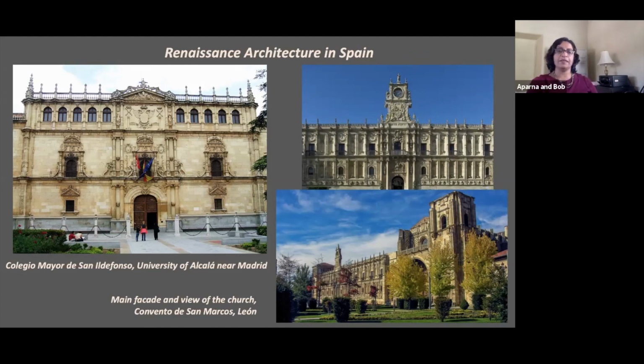Today, this building is a luxury hotel, and it still has the consecrated church and the museum, and is considered to be one of the most important monuments of the Renaissance in Spain.